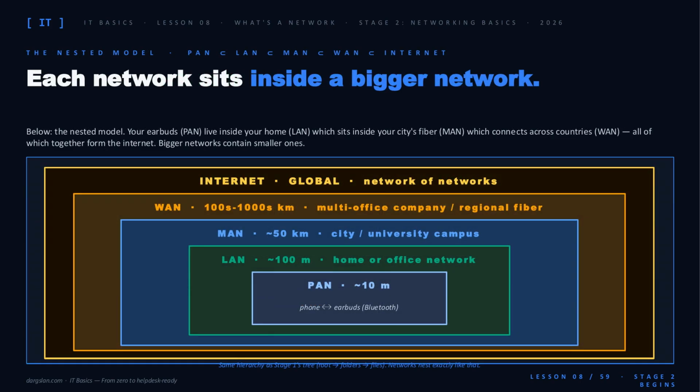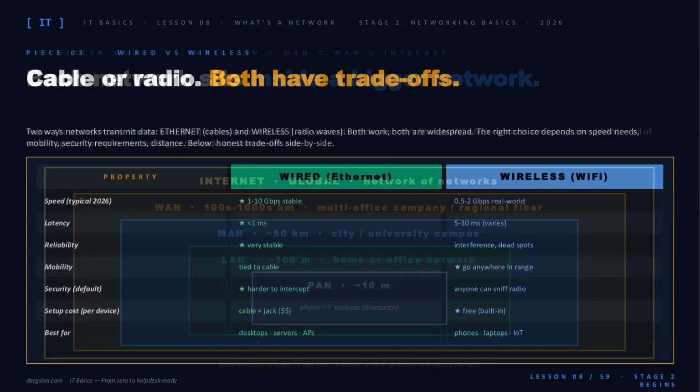Here's the key insight. Those 5 sizes aren't separate categories. They nest. Your earbuds talking to your phone form a PAN, which sits inside your home LAN, which connects through your city's MAN, which rides on a regional WAN, which plugs into the internet. It's the same root folder file hierarchy you saw back in stage 1, just with networks instead of directories. Bigger always contains smaller.